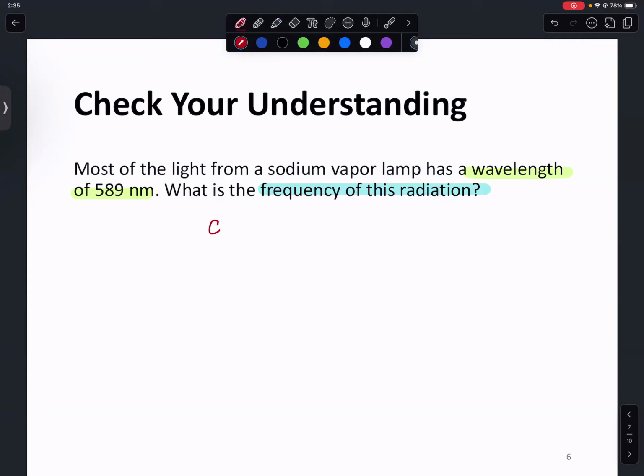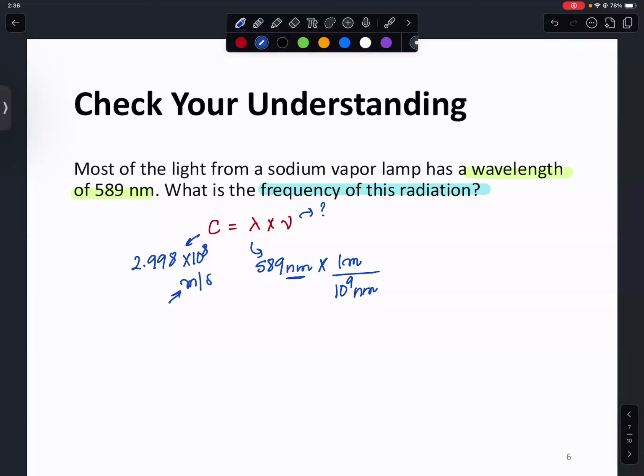So in this case, we're going to use c equals the speed of light equals the wavelength times frequency. Let's see what's given to us in the question. Of course, the speed of light is a constant, which is 2.998 times 10 to the 8th meters per second. The wavelength is 589 nanometers. Note that here the wavelength is in nanometers, while the speed of light is in meters, so we'll have to change to meters. So I can say that in 1 meter, there is 10 to the 9th nanometers.